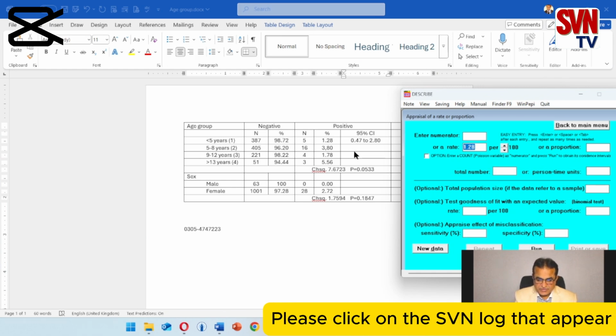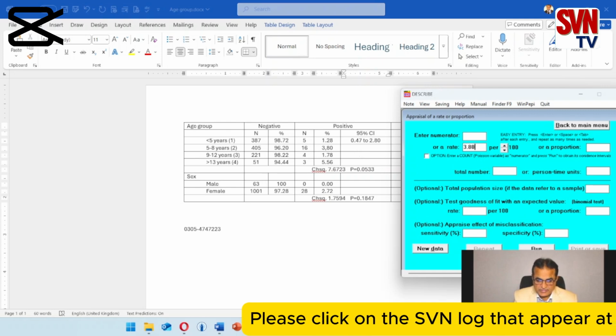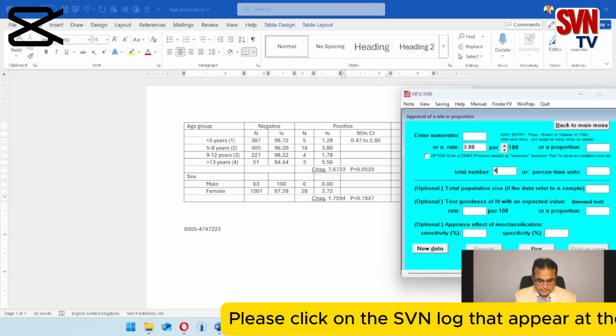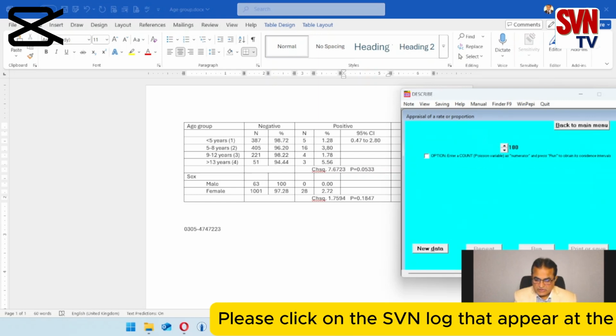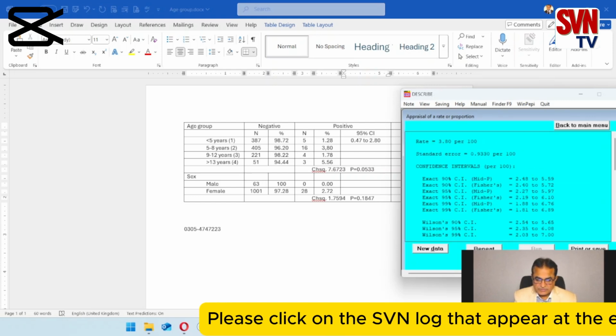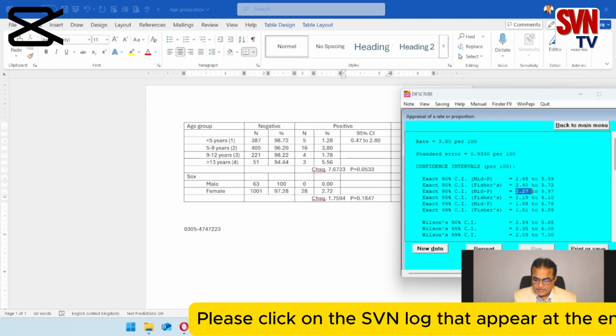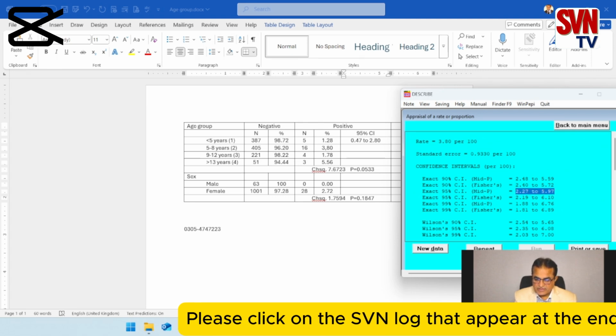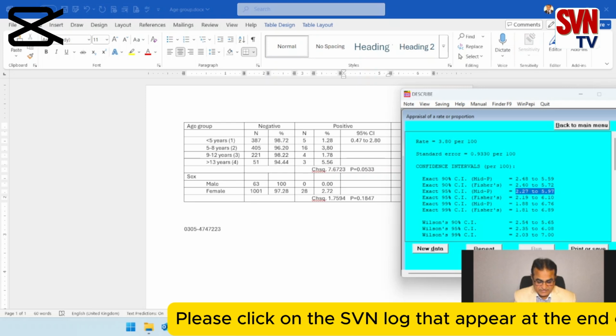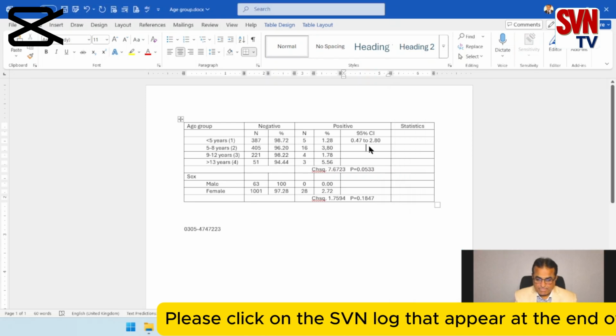Second is 3.80, and total number is 421. So 3.80, 421. This value we will copy it and paste it there. Mid p value.